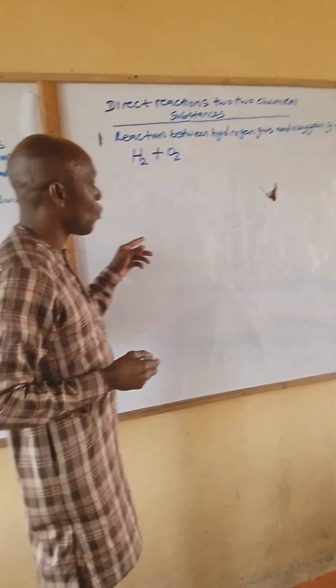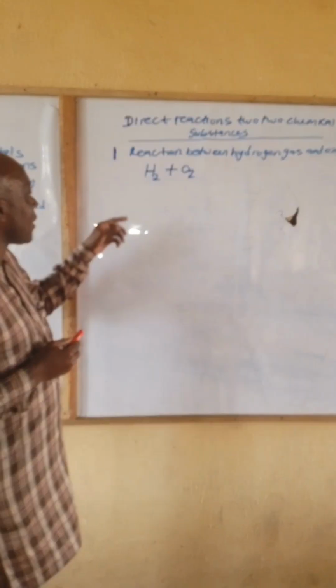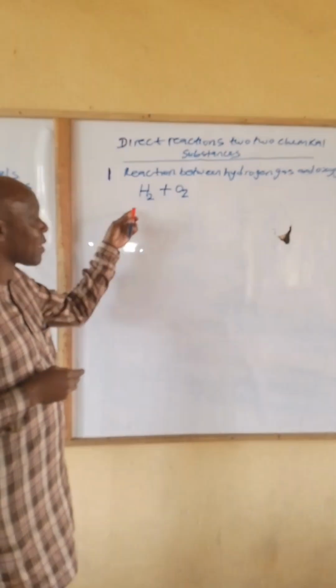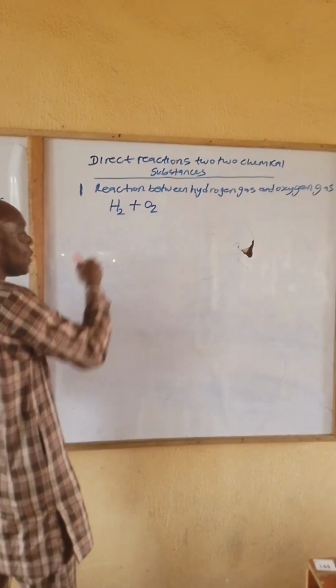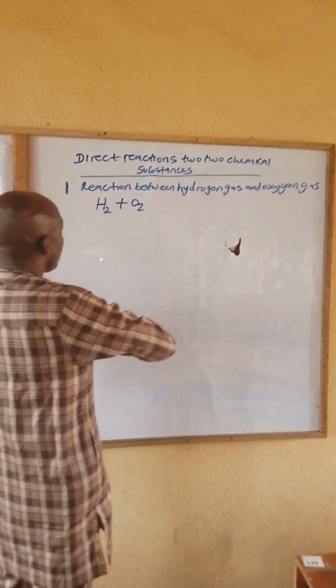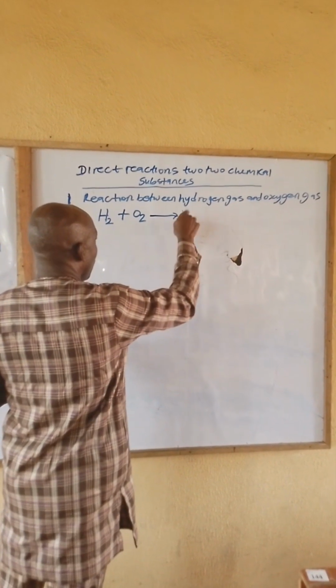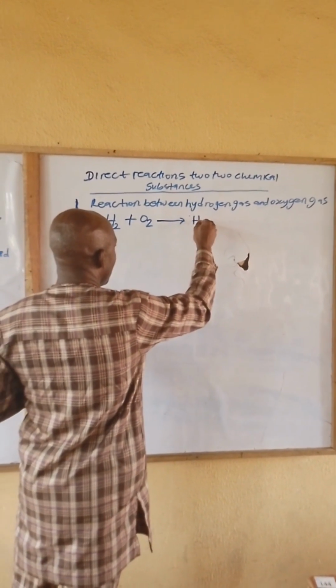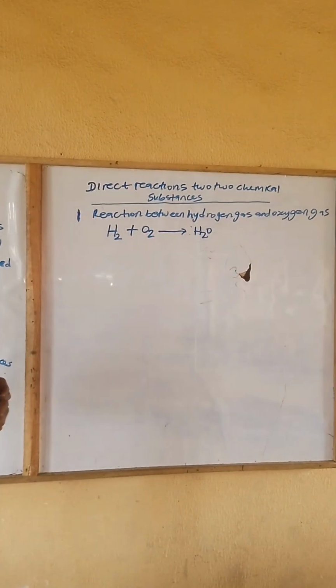If H2 combines with O2, normally we expect hydrogen to be acting as a metal here, but it's not really a metal in nature. So it takes up the oxygen gas to give us H2O, which is what? Water, H2O, since hydrogen and oxygen are present in that reaction.